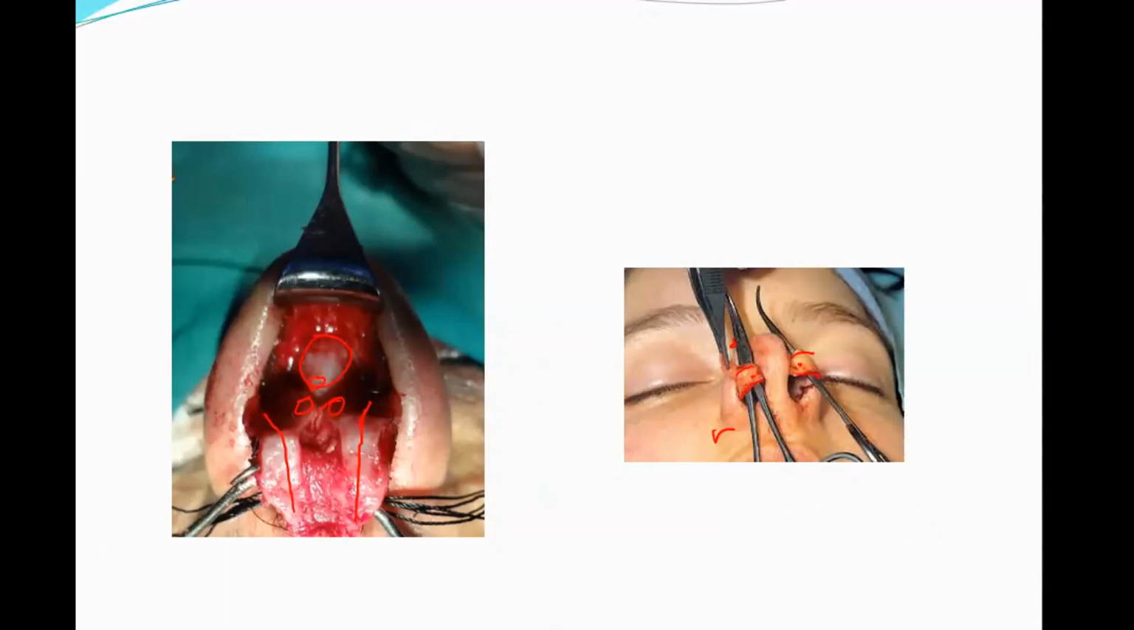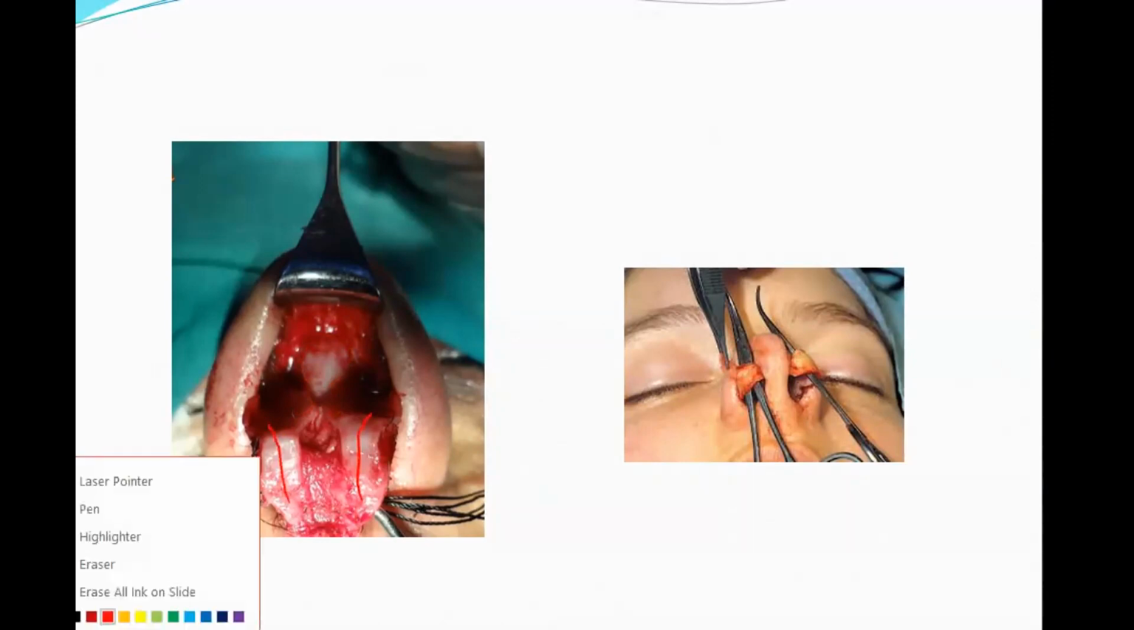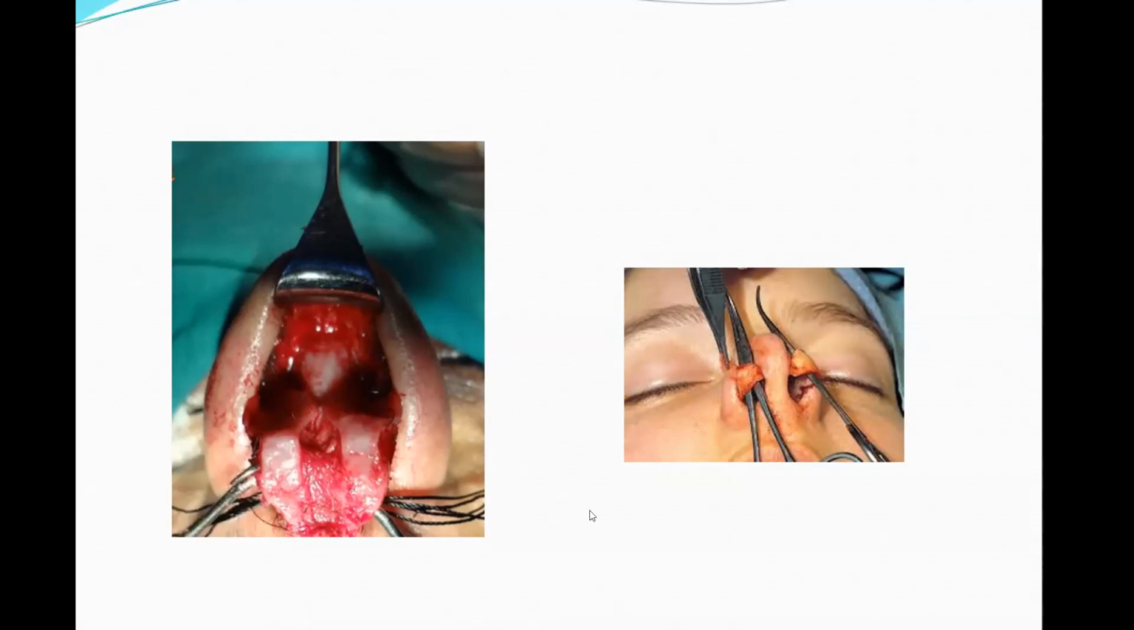Yeah, I'll just rub out all those lines and just mark. See, what is the deformity that you immediately see on this lateral crura as soon as you see it? Please feel free to unmute yourself and answer. Yeah, please go ahead.